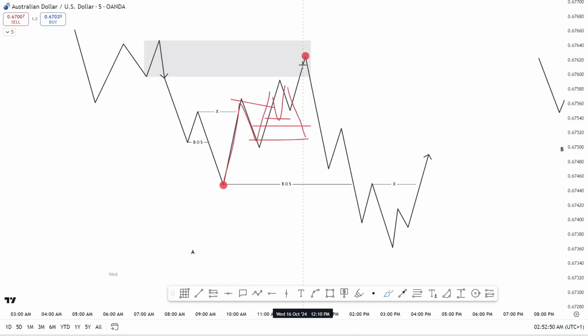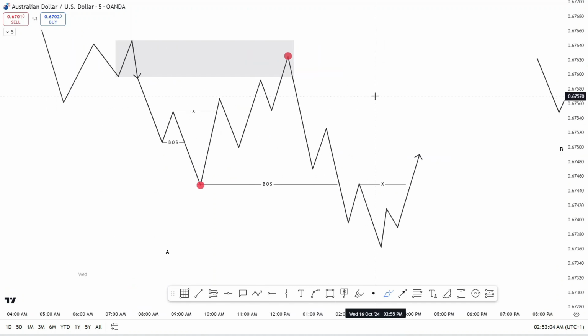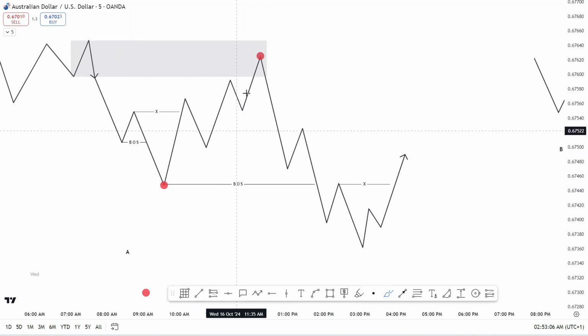I hope you are not getting confused. In case you don't get it, just rewind the video a little bit and watch it over and over again until you get it. Then go to your chart, look for these same patterns, and you are going to see exactly how it works. Okay, so immediately this has been formed.